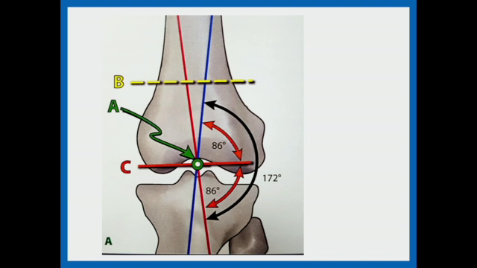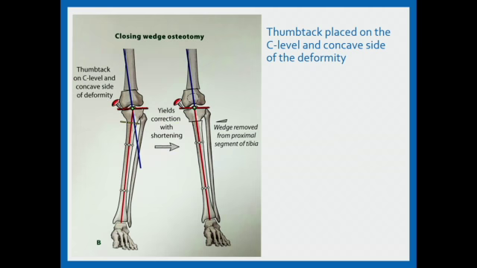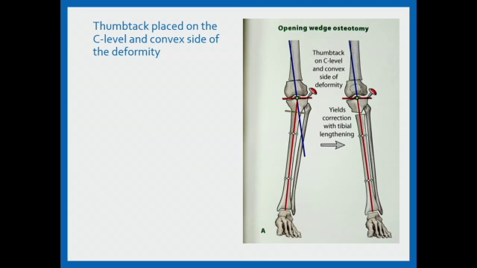Correction level is different from the osteotomy level, which is here notified by B. Now, correction level is where you will place your thumbtack. So, for example, if you're doing a closing wedge osteotomy, you will place the thumbtack on the concave side, and then you remove a wedge, and the rotation is happening around this point here at the C level. Another example is if you're doing an opening wedge osteotomy, then again you place the thumbtack on the convex side. So here you'll open a wedge because you're rotating the whole leg around this point here, the thumbtack.